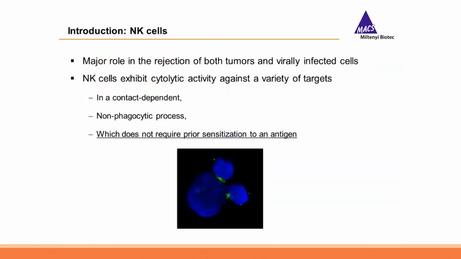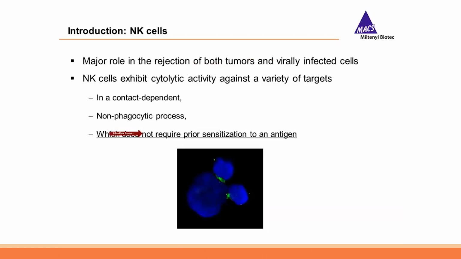NK cells are part of the innate immune system, and they play a major role in the rejection of tumors and virally infected cells. What is important is that they can kill target cells in a contact-dependent manner, in a non-phagocytosis process. And the most important part is that they do not require prior sensitization to an antigen like T cells. So they're pretty much the first line of defense.